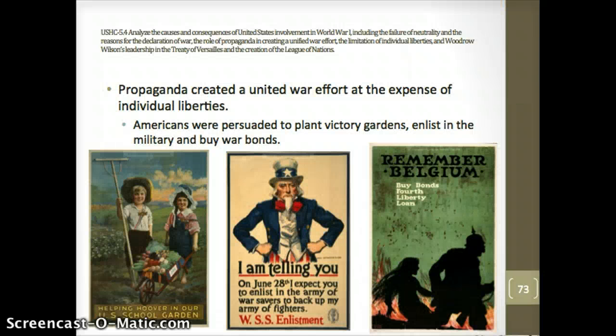In the United States, this is shifting gears. In the United States, there was lots of propaganda to try to unify the war effort. And what happens is that as they unify the war effort, like any war effort, they take away some individual liberties. One thing is Americans are persuaded to plant victory gardens, so a lot of the supplies could be sent overseas. They also try to get people to enlist in the military and then to buy war bonds, which is how they're really going to pay for the war.